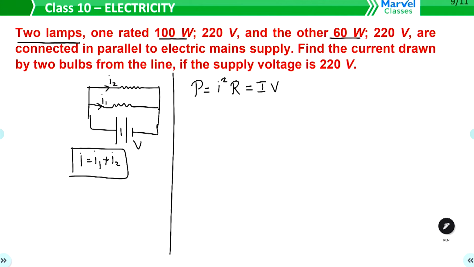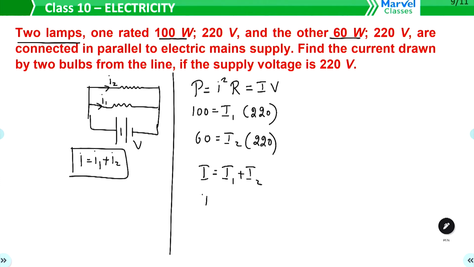So now the power given in the first case is 100, which is equal to I1 into 220, and in the second case it is 60, which is I2 into 220. So now we know the current for both the cases, and I will just take those currents and add them up. The total current I is nothing but the sum of the individual currents, which is 100 by 220 plus 60 by 220.